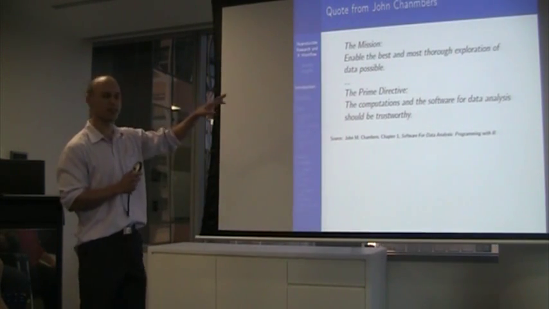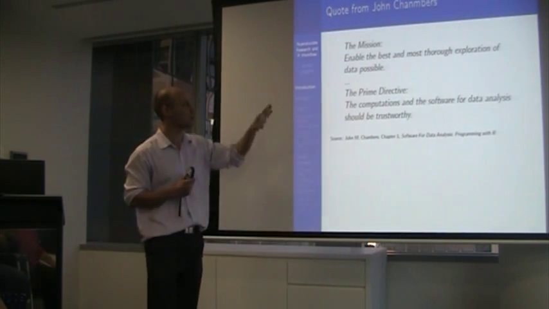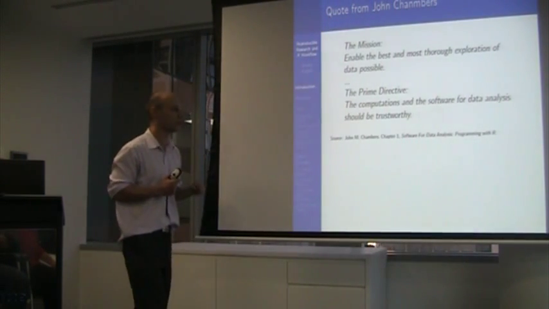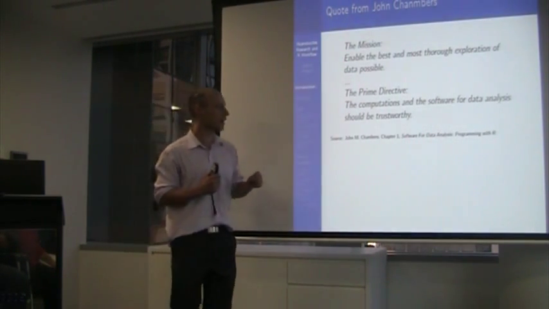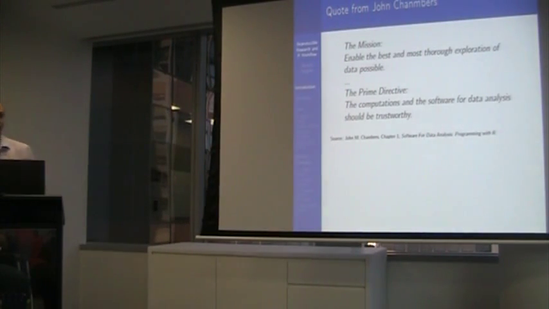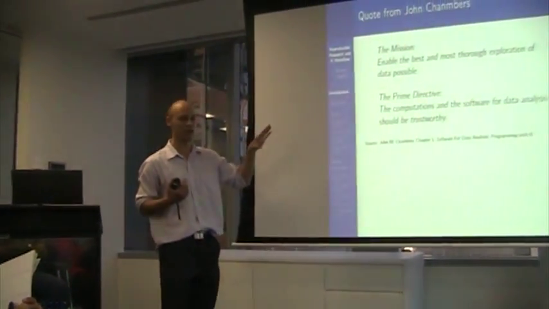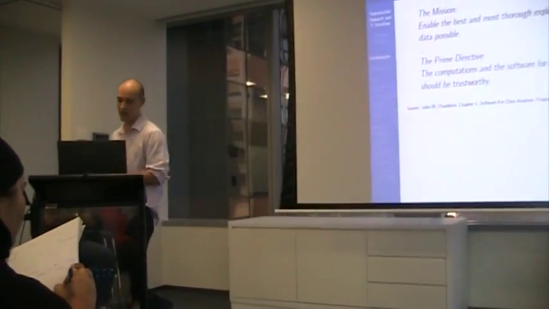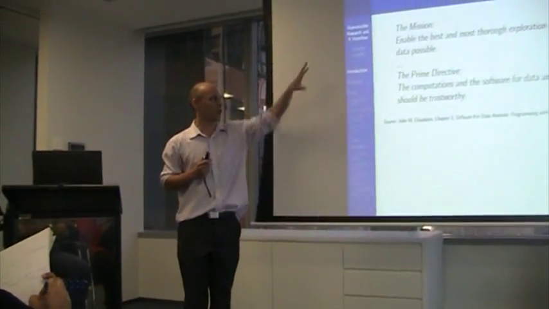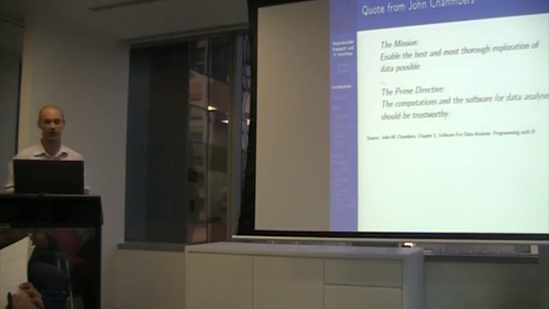I think this is a reference to Star Trek, but I don't know enough about Star Trek to actually know. But apparently the mission of us all is to enable the best and most thorough exploration of our data as possible. And the prime directive is that the computations have to be trustworthy, i.e. reliable. And I guess we all have our own approaches for thoroughly exploring data and making sure it's reliable and trustworthy, testing, these sort of things. But I guess R is a wonderful tool for achieving this broader mission and ensuring trustworthy code. Because it's open source, you can see the code and so on.